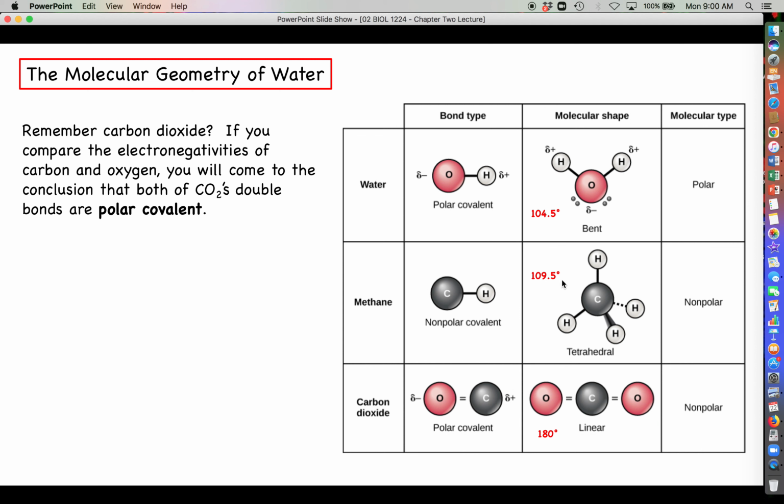So what we'll see here is that if water behaved like methane, which is CH4, where methane actually is a tetrahedron, then water would have a bond angle of 109.5 degrees. So water, even though it looks more like carbon dioxide in the sense that it only has 3 total atoms, actually behaves a lot more like a molecule that has 5 atoms, like methane. The bond angles between water and methane are a lot closer than the bond angles between carbon dioxide and water.